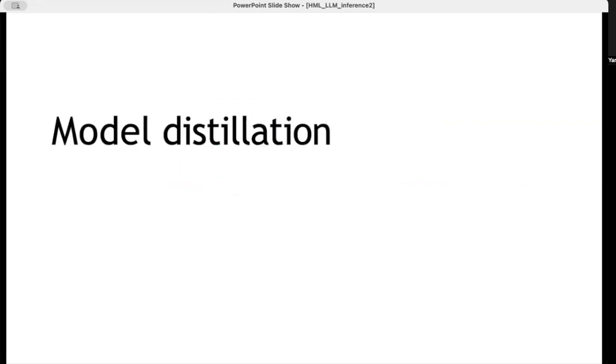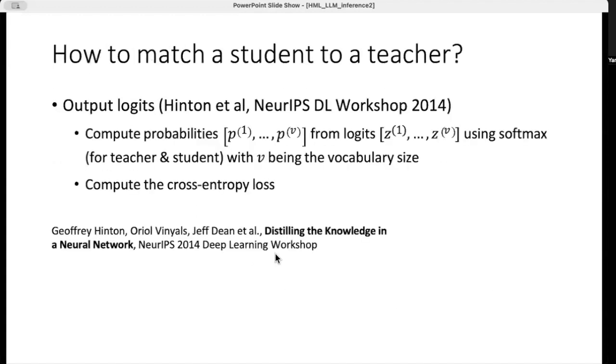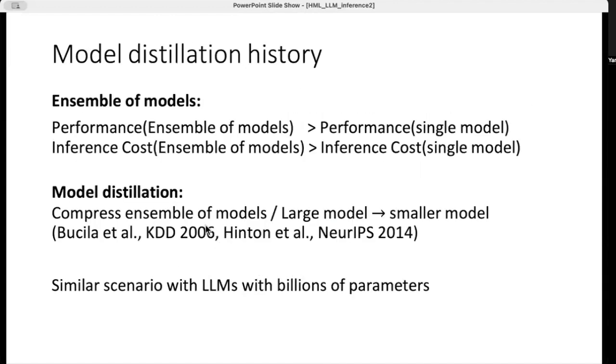Okay, moving next to model distillation. So I looked into the model distillation history, and you find something interesting: the first paper on model distillation was actually proposed by Hinton. So the very first paper is to distill an ensemble of models. If you think about a random forest, it's like an ensemble of models, or even an ensemble of neural networks, back in 2006.